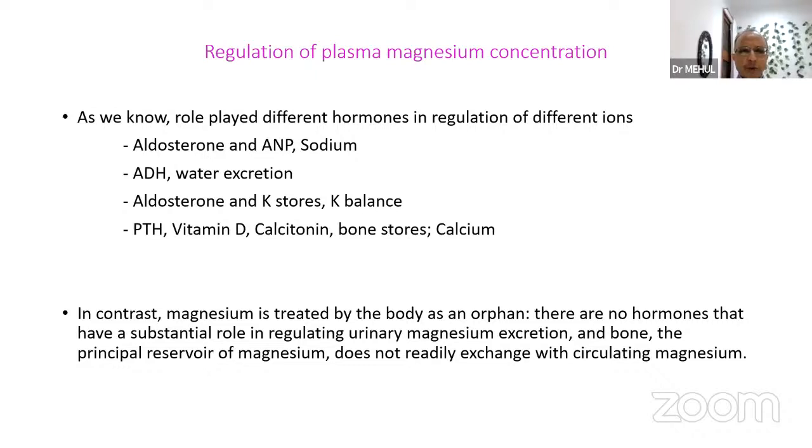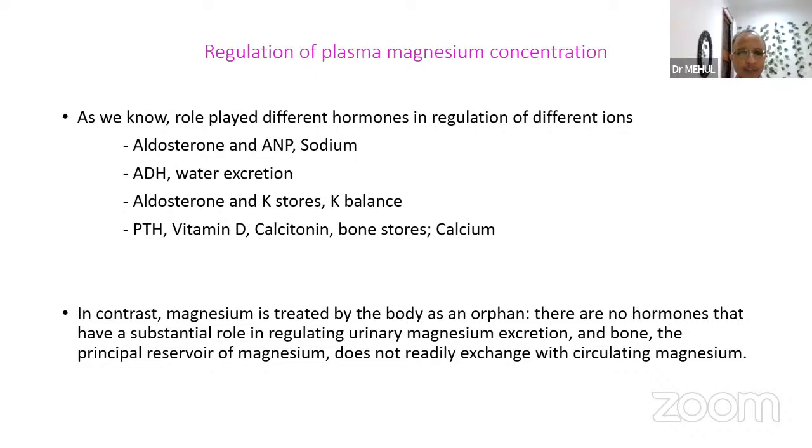As we know, the roles played by different hormones in regulation of different cations: aldosterone and atrial natriuretic peptide regulate sodium concentration. Susan beautifully explained the role of antidiuretic hormone or vasopressin in water homeostasis. We do understand the importance of aldosterone as well as the body potassium stores, which regulate the potassium balance, and not to forget the role played by parathyroid hormone, vitamin D, calcitonin, and bone stores in calcium homeostasis.